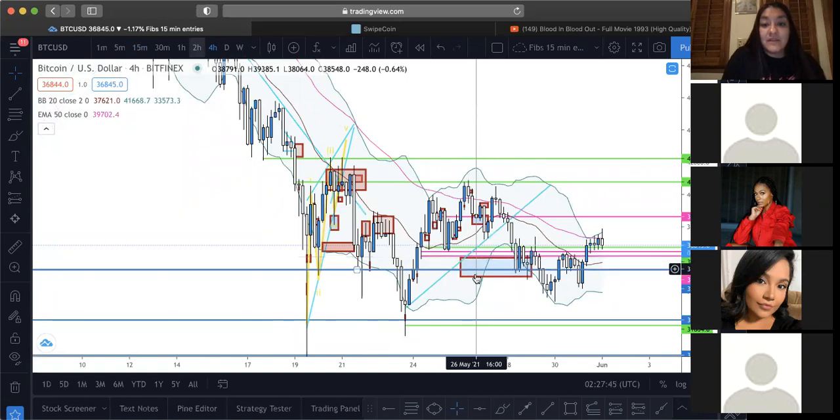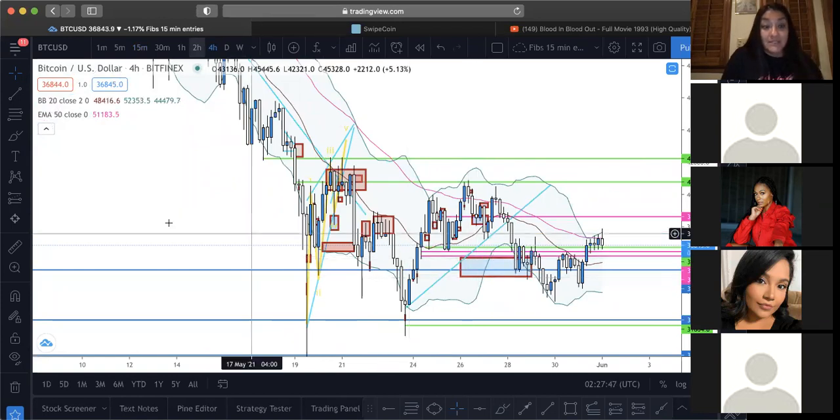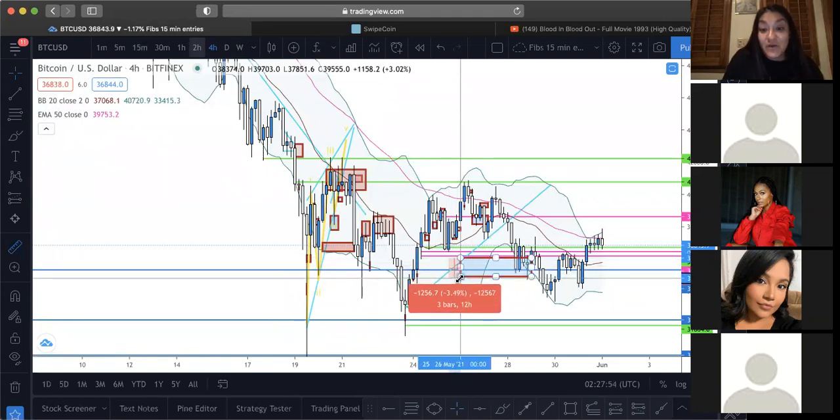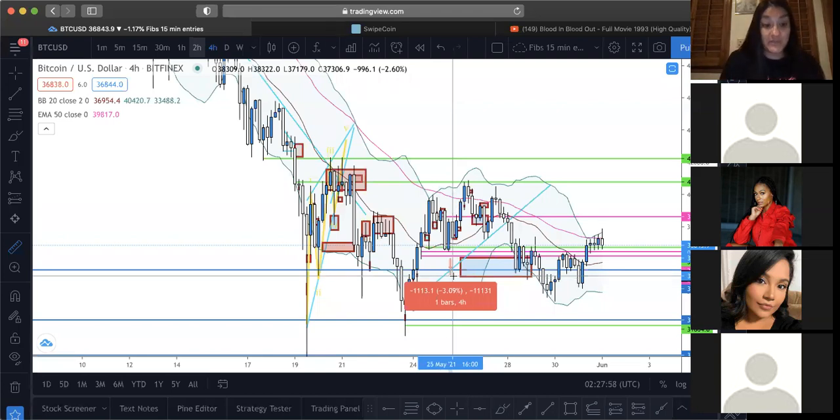Guys, the area from here to here, it's big. So it's a lot more than it would be on a 15 minutes. So you're looking at a distance of 1,200 pips, right? Look at that. It's 1,100 pips, you guys. So I don't think that you guys want to be in drawdown for 1,100 pips. I don't think that a lot of accounts can handle drawdown for 1,100 pips. Do the math, you guys.